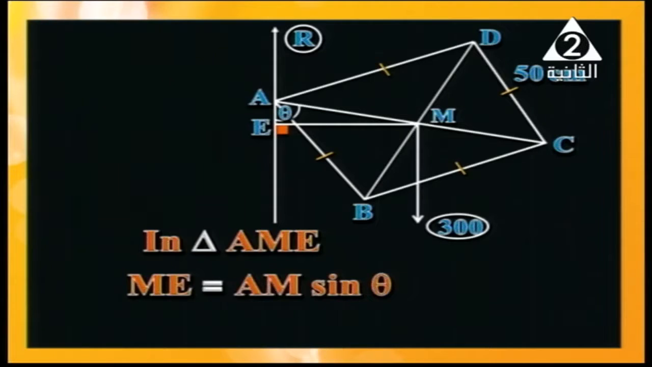In triangle AME, look at AME. ME equals AM sine theta. Why? Because the inclination angle of diagonal AC on the vertical is theta. ME is opposite to angle theta, AM is the hypotenuse. Therefore, sine theta equals ME over MA, therefore ME equals AM sine theta. AM equals 25 root 2, so ME equals 25 root 2 sine theta. This is the value of ME.